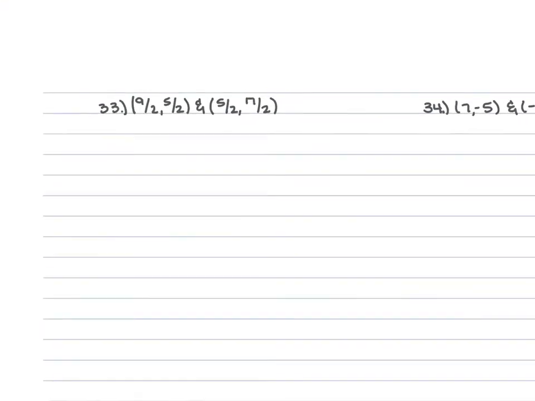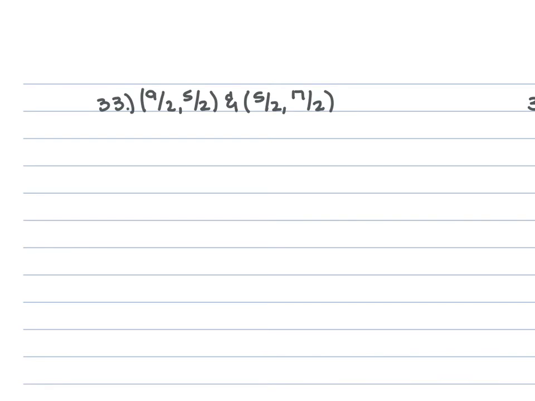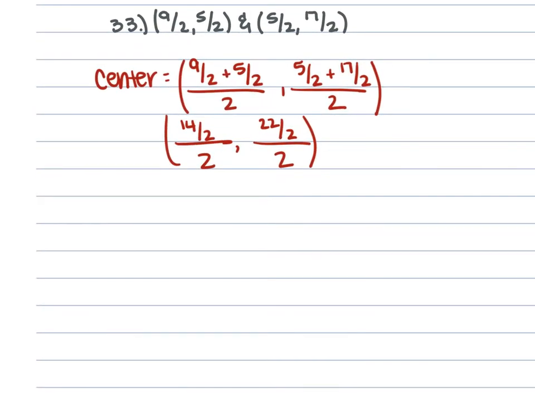For 33, we are given (9/2, 5/2) and (5/2, 17/2). So this is going to give us a center that is 9 over 2 plus 5 over 2 divided by 2, and 5 over 2 plus 17 over 2 divided by 2. So 9 plus 5 is 14 over 2 divided by 2. And then the 5 plus 17 is 22 over 2, all over 2. So the 14 over 2 is 7 over 2, and the 22 over 2 is 11 over 2. So this is my center.